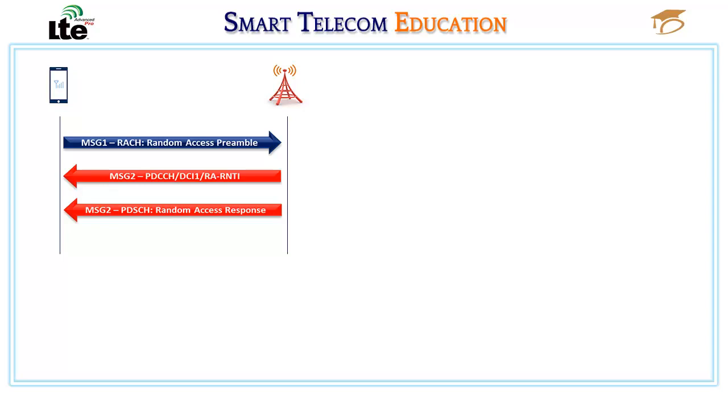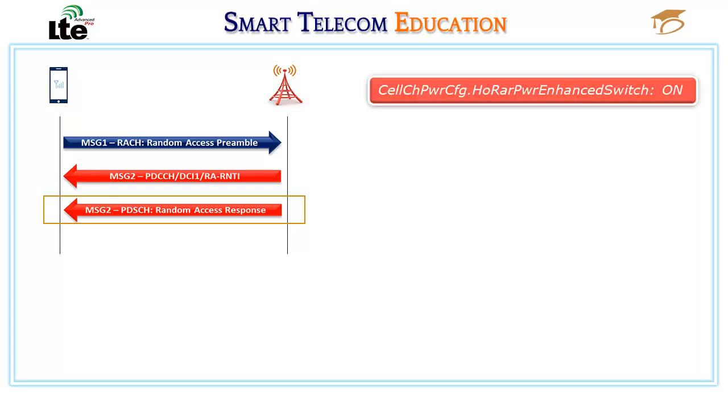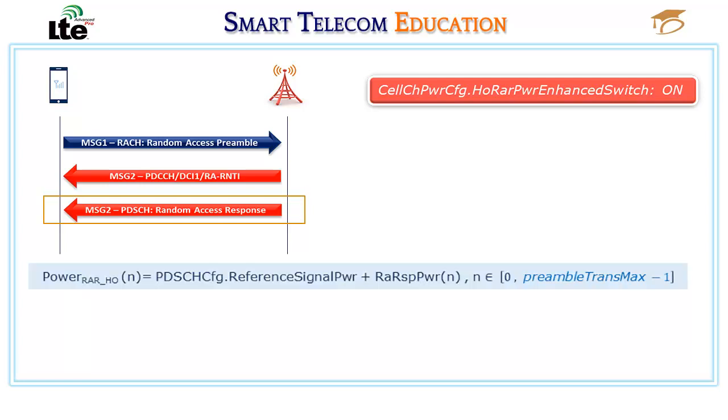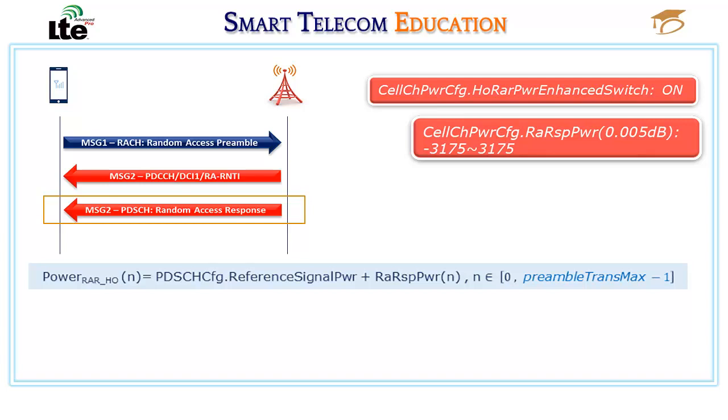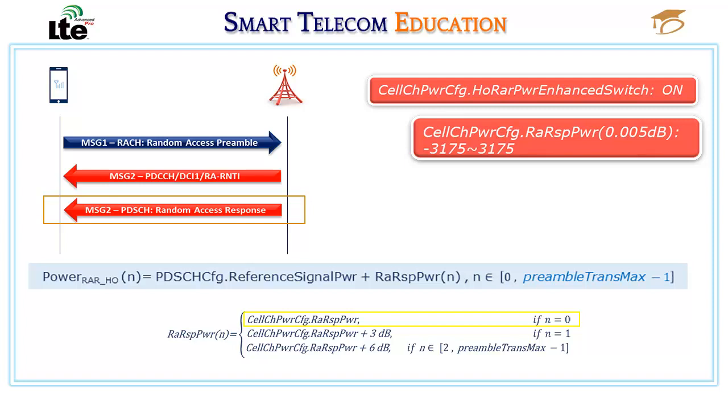If the random access response message is used for a handover procedure, the power level of message 2 can be adjusted by selecting handover random access response power enhanced switch under cell channel power configuration. Then, the power of message 2 is defined by the following formula: the reference signal power plus random access response power. N is the number of message 2 transmission. If n equals 0, the first transmission, the power level is the RS power plus random access response power. If n equals 1, the second transmission of message 2, the power is the RS power plus random access response power plus 3 decibels.